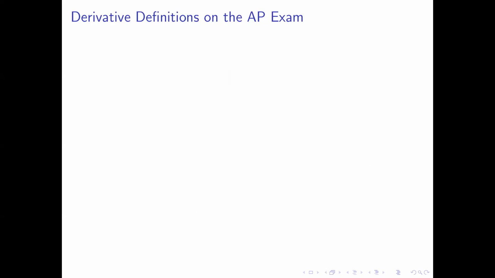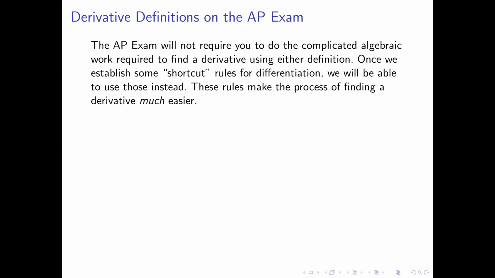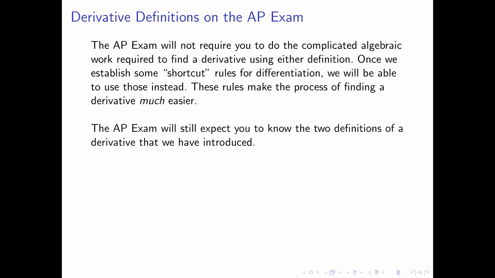Let's wrap this up by taking a look at how these derivative definitions appear on the AP Calculus exam. Typically on the AP exam, you will not have to do the kind of complicated algebra that we've been doing to find derivatives of functions. That's because pretty soon we're going to start developing formulas or shortcut rules for differentiation that will make the process of finding a function's derivative much easier and much faster. And then we won't explicitly have to rely on these limits that we're using every single time.